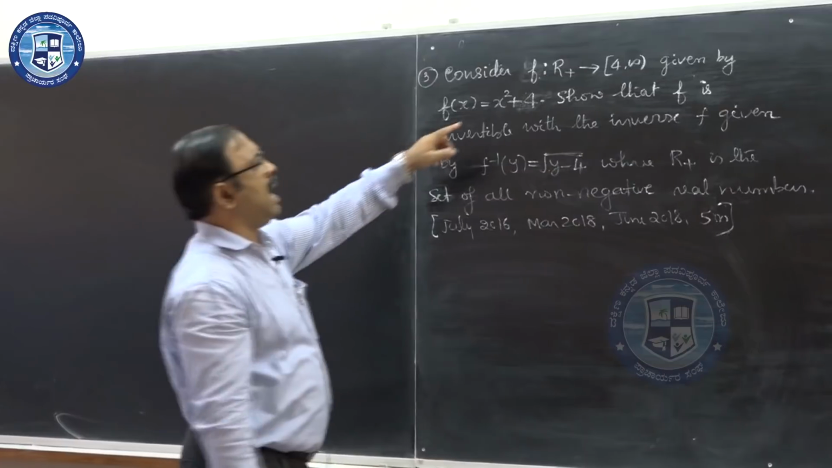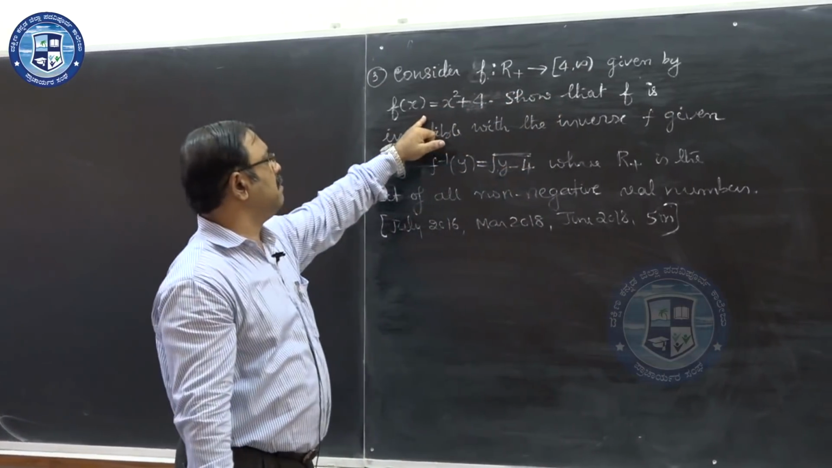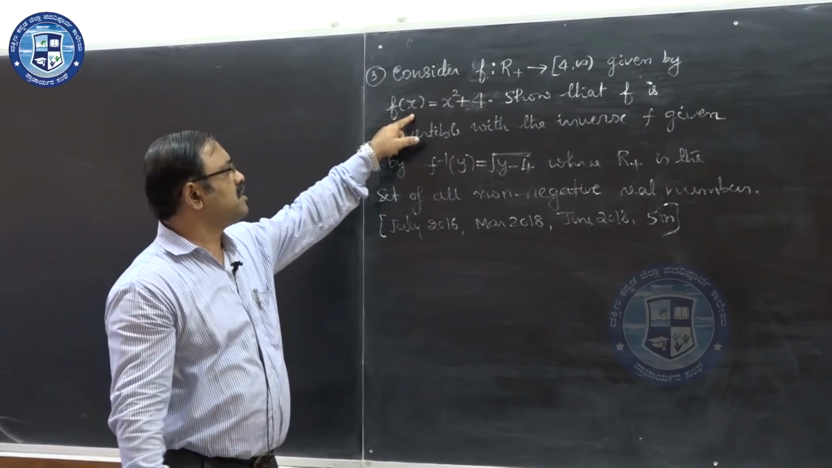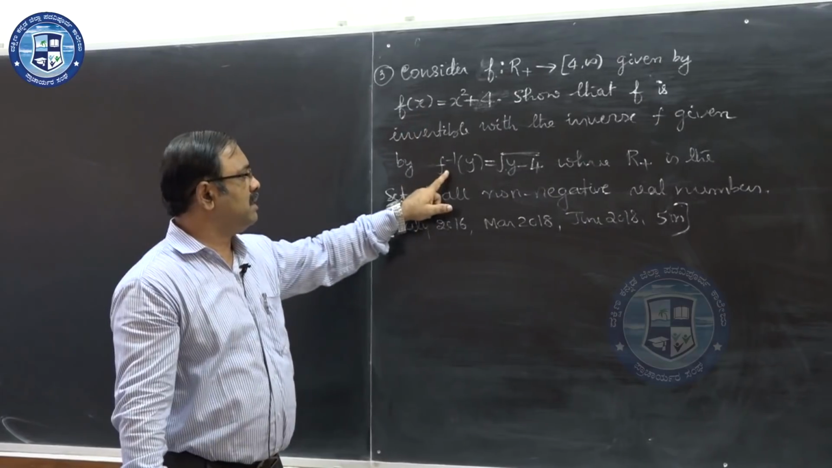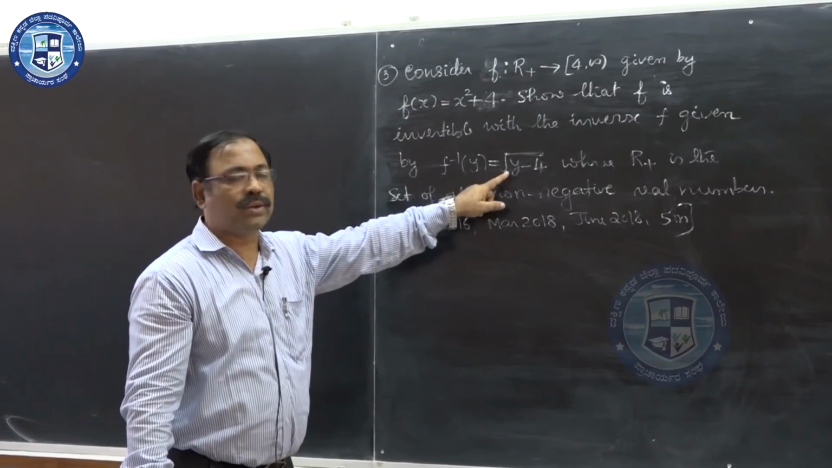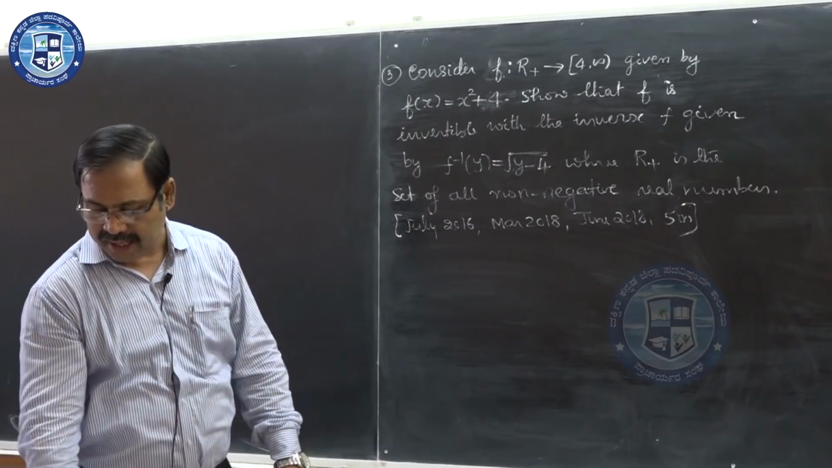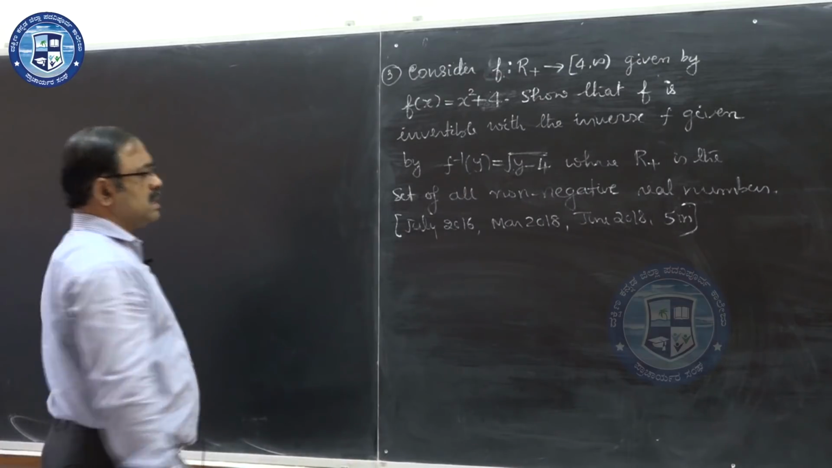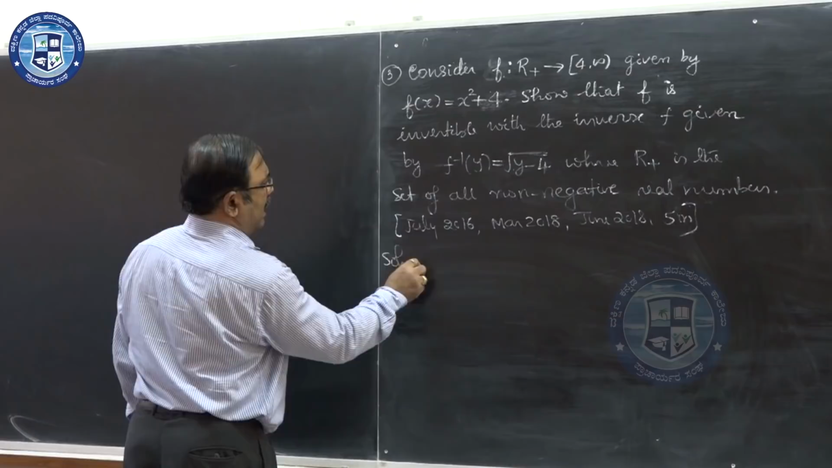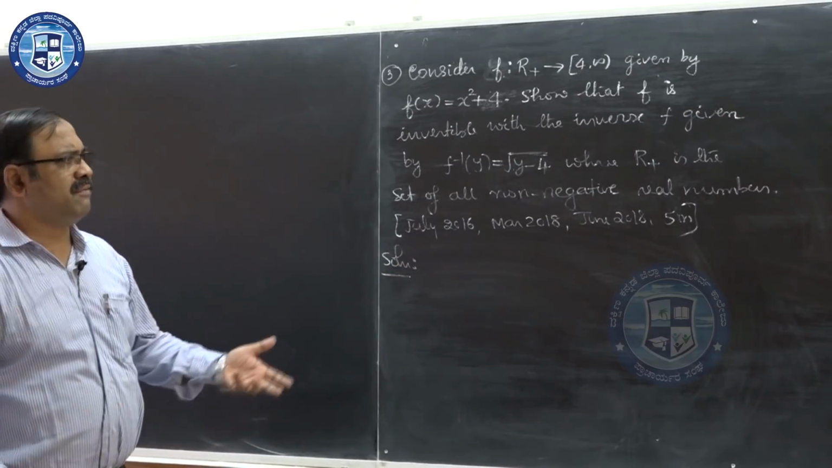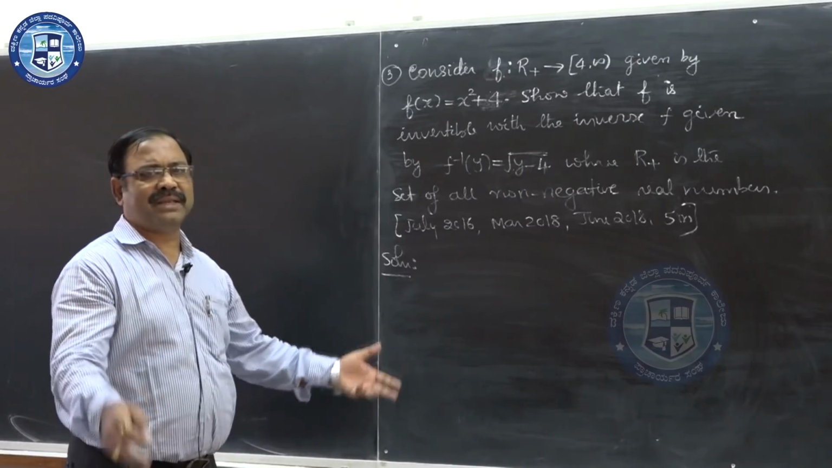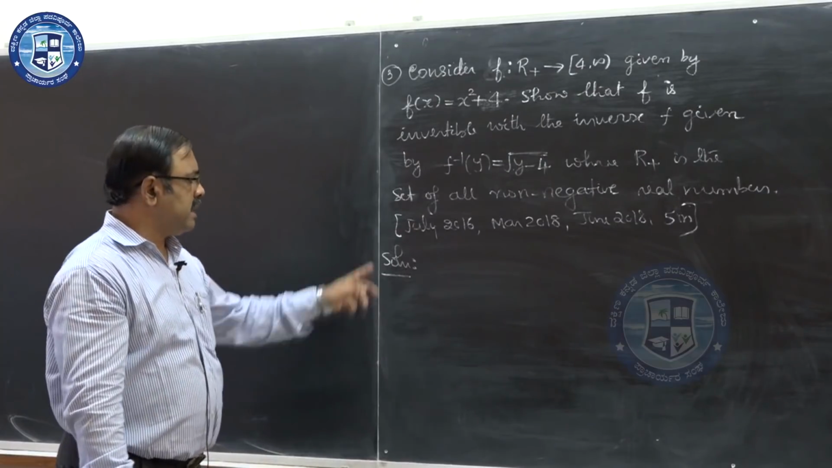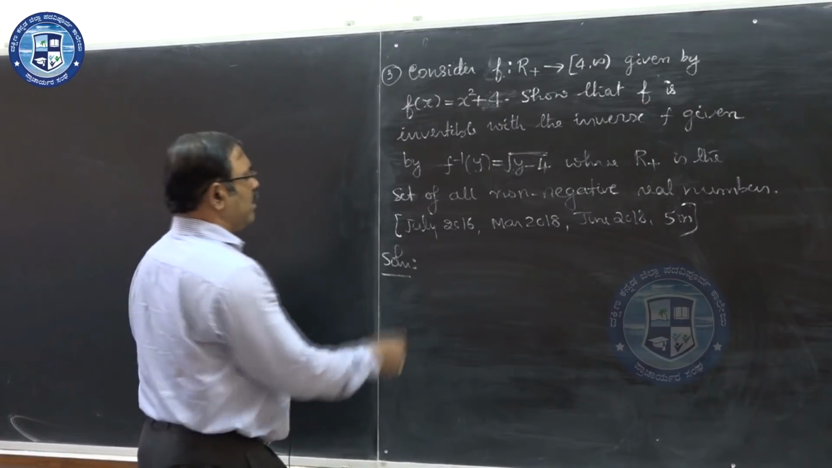So, f from R plus to 4 comma infinity is given by f of x is equal to x square plus 4. Show that this function f is invertible with f inverse y equal to root of y minus 4. Now, once again, I will be explaining both the methods. It is left to you, whichever is convenient, whichever method you are familiar with, you can work out the same in the exam.